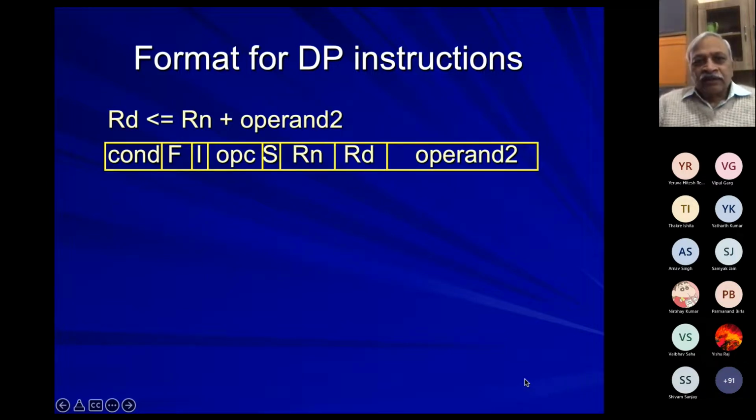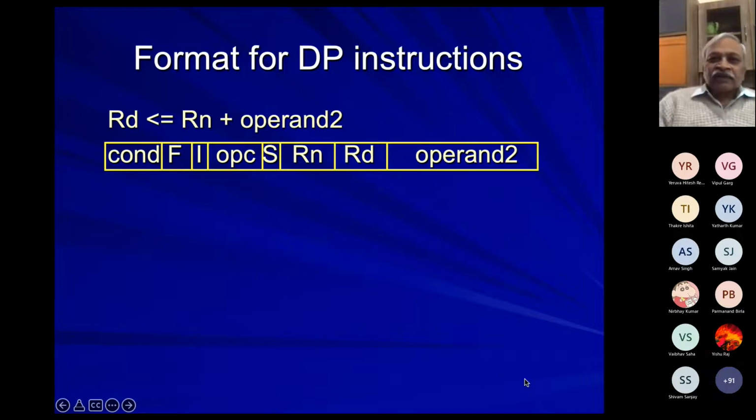So consider an instruction of this form. Rd is assigned Rn plus some operand. That's the second operand. So Rd is the destination register. Rn is the register specifying the first operand, and the second operand requires some detail. I'll come to that. So these are the four things we are trying to specify. One is that it's an add operation. Then the second thing is the destination register. Third is the first operand. Fourth is the second operand.